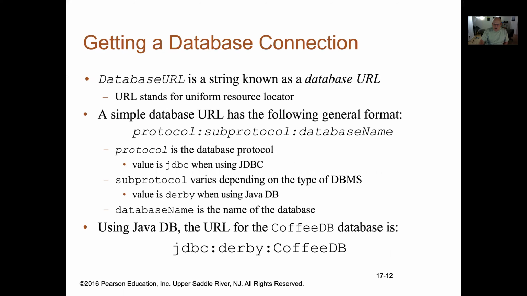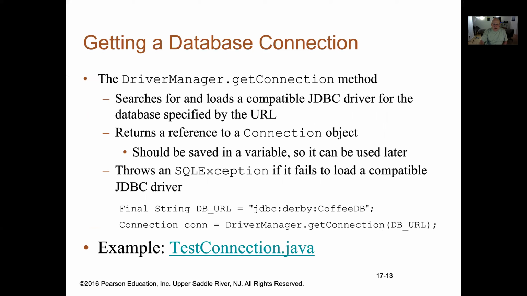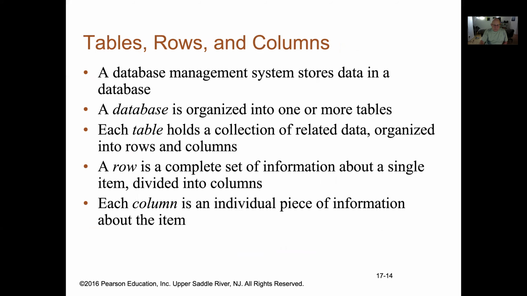A database URL is a string, and a simple database URL has the following general format: the protocol, subprotocol, and the database name. Protocol is a database protocol. Subprotocol varies depending on the type of the database management system, and database name is the name of the database. For example, CoffeeDB is the database name. There's the driver manager for getting a connection.